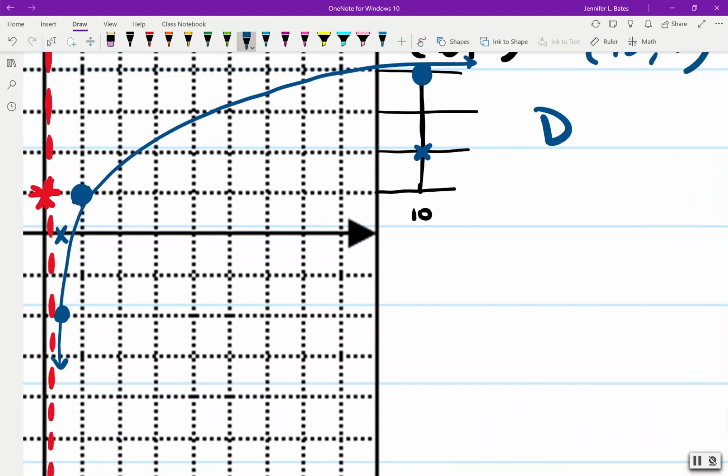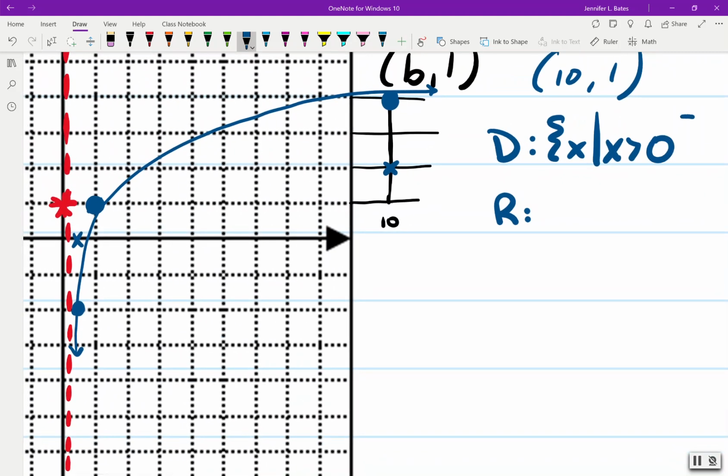Let's take a look at our domain and our range. So my domain, I haven't shifted left or right, so my domain is still x values such that x is greater than 0, and my range is still going to be all real numbers.